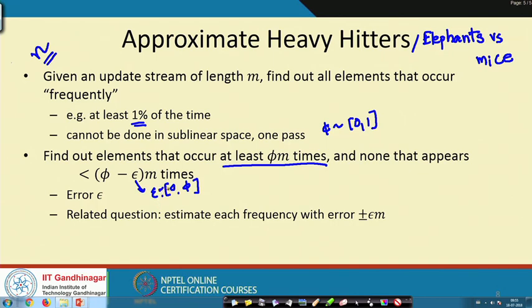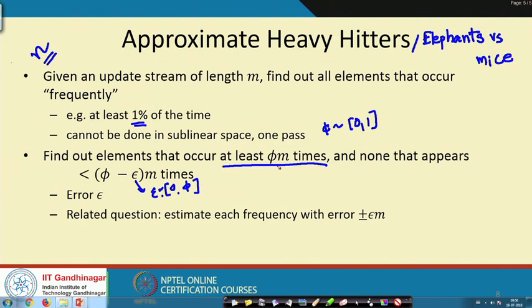Okay, epsilon is the error. Note that there is a gap here. While we are guaranteeing that all elements whose frequency is at least phi m will be there, I am also guaranteeing that all elements whose frequency is less than phi minus epsilon m will not be there. For the elements whose frequencies are between phi minus epsilon m and phi m, I am not guaranteeing anything. So, this gives me the slack to work with. Epsilon is the error.